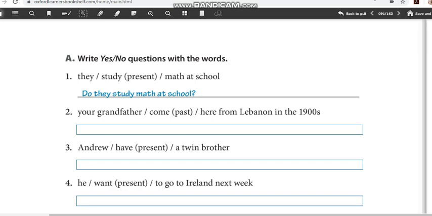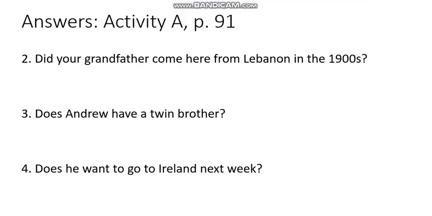Now, I want you to go to page 91 in your book and start with activity A. Just like in the practice, you will write yes and no questions with the words. The first example is already completed for you. Pause the video and take about a minute or so to do the exercise, and then press play when you're ready to continue. Okay, here are the answers for Activity A on page 91, questions 2 through 4.